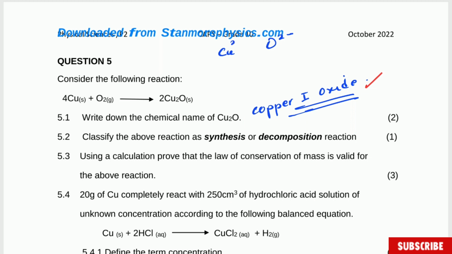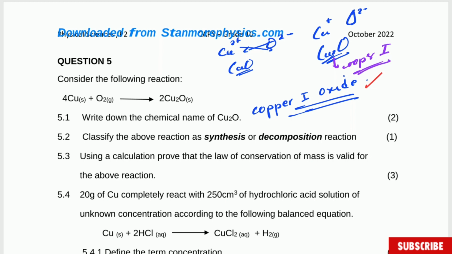If it was 2 plus, which is copper 2, then the numbers will swap places and you will get CuO. But if it's copper 1, like the one we have in the example, it will be positive 1 and still 2 minus always. When they swap, it's Cu2O. So this little 2 here shows me that it's copper 1. Because if it was not copper 1, then there would be nothing in there.